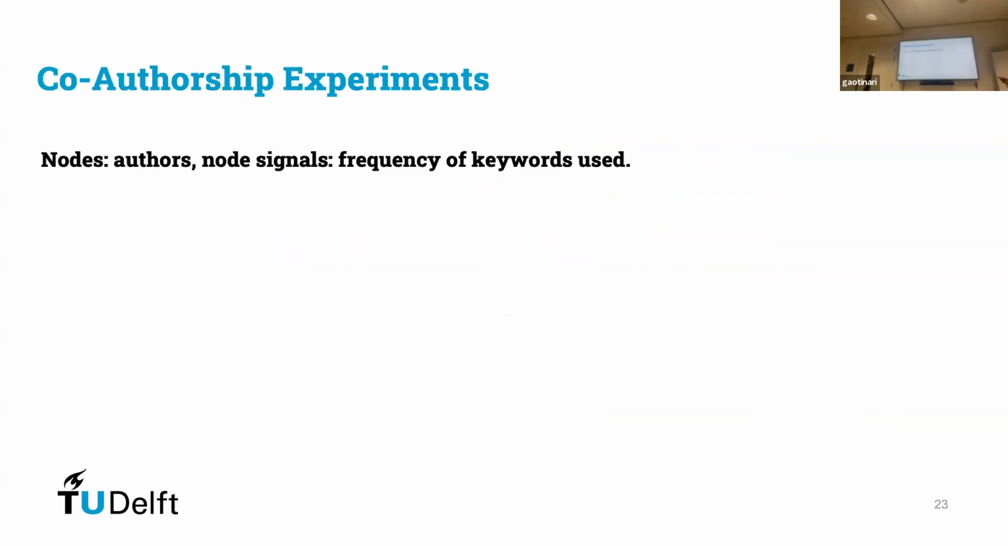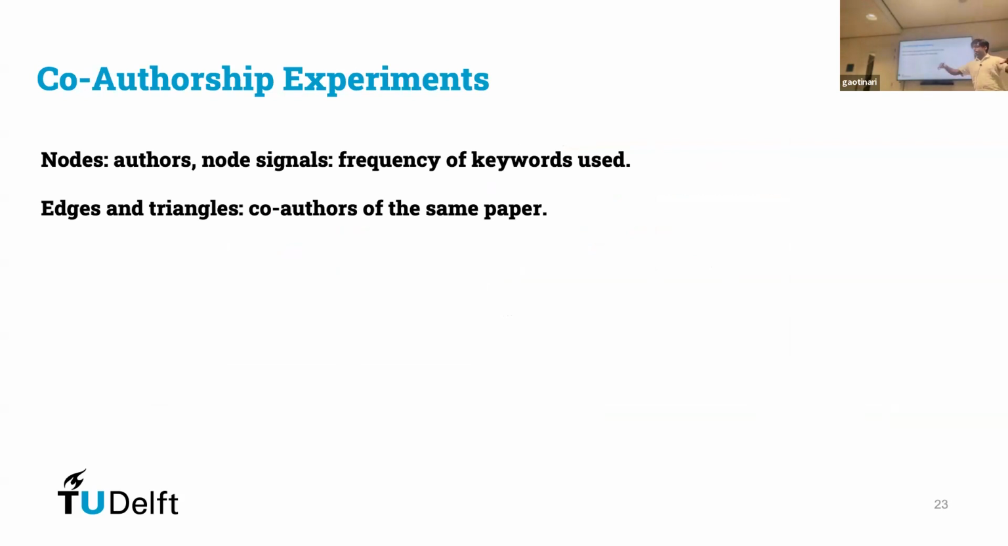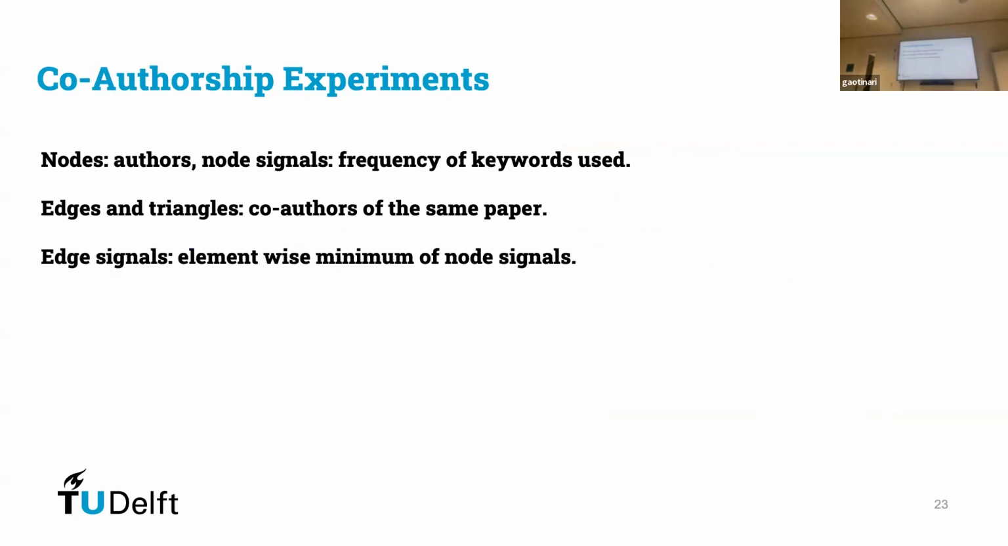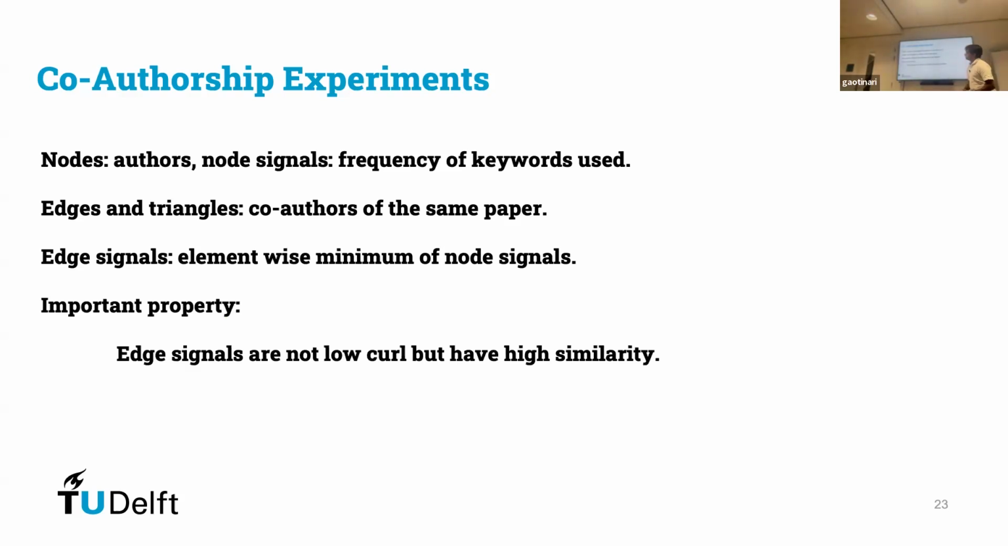We stick to co-authorship data where my nodes are authors, and the node signal is basically how many times they use a keyword. Edges and triangles are authors of the same paper. So if three of us write a paper together, then all the edges exist as well, and so does the triangle. I form edge signals by some permutation invariant function of the node signals. Here I choose minimum.